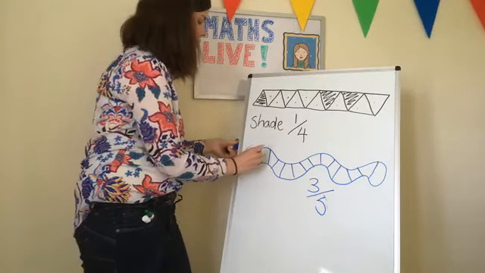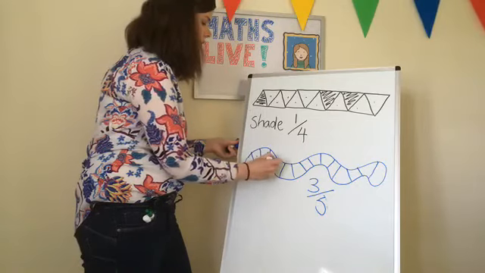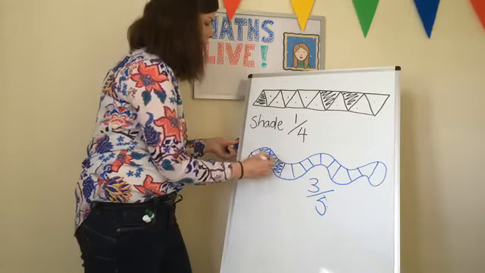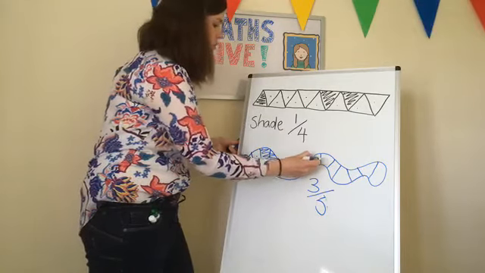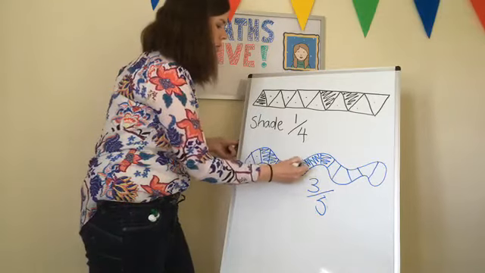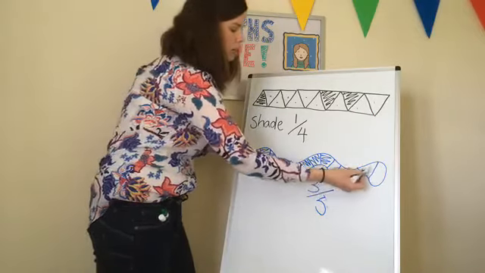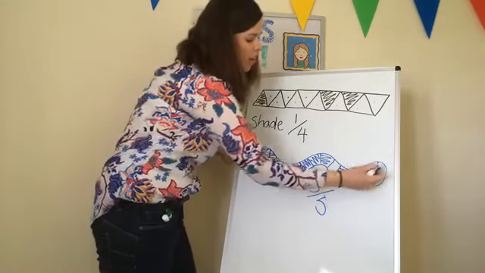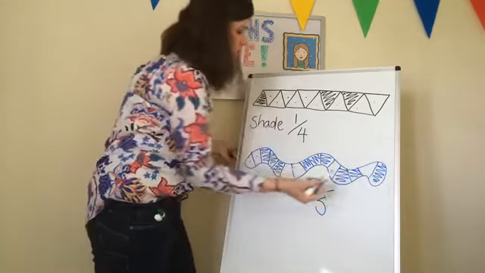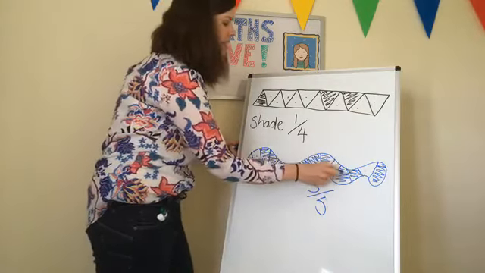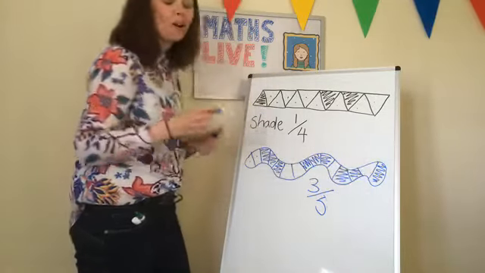So 1, 2, 3, 4, 5. Shade in 1, 2, 3. 1, 2, 3, 4, 5. So I'm going to shade in 1, 2, 3. And there's 5 parts left at the end. I'm going to shade in that one, and that one. So you should have shaded in 1, 2, 3, 4, 5, 6, 7, 8, 9 parts.